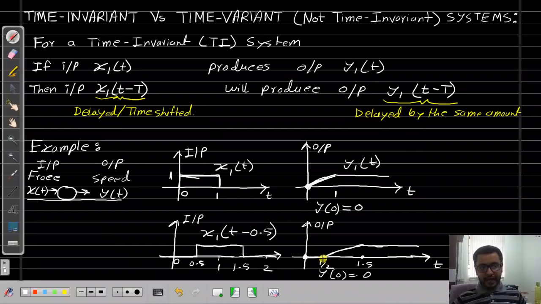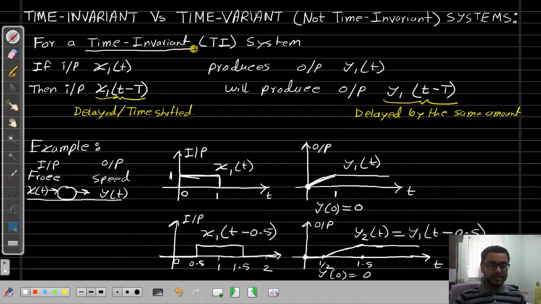Now you look at this output. If you call it y2(t), it is nothing but the previous output y1 delayed by half unit of time, same amount of delay as the input. So if you delay the input by any amount of time, output pattern will remain the same, but it will only get delayed by the same amount of time as the input. Such systems are called time invariant systems.